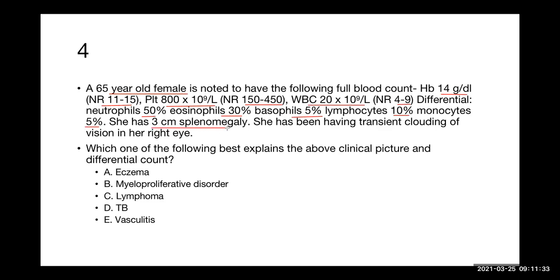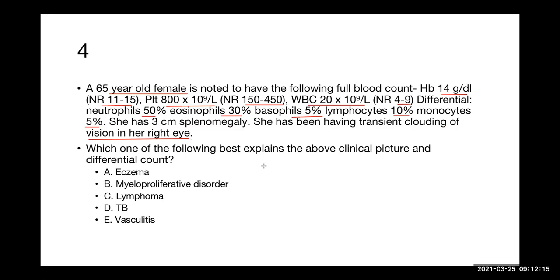She has 3 centimeter splenomegaly as well, and she has been having transient clouding of vision in her right eye. What medical term would you give for this type of complaint? What type of mechanism is this? This is a type of TIA, transient ischemic attack. Not exactly that, but somewhere that type of pathogenesis is going on there.